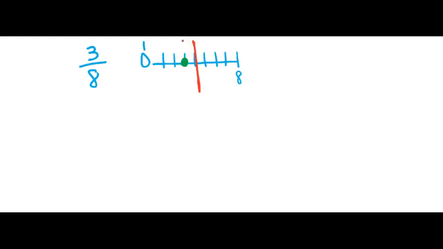So we know 3 out of 8 is less than half. So it's going to be less than 0.5. Approximate maybe 0.4. What do you think? Maybe 0.4? Maybe 0.3? So this is where our approximation comes in.